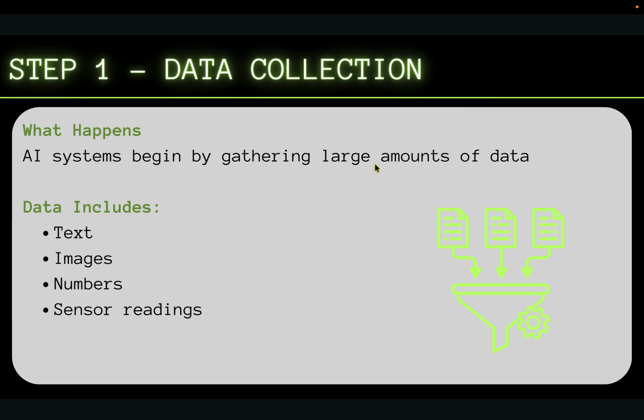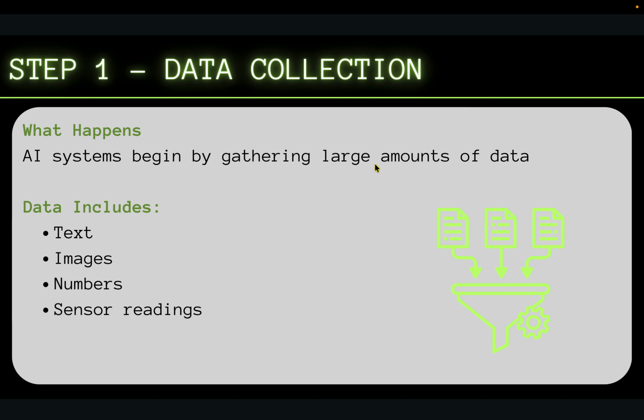So, data collection. For the AI system to know what to do, it has to have some sort of data that it can use to train itself. So, what happens is AI systems have and gather large amounts of data. Now, there are engineers in the world who pretty much train AI. So, what they do is they collect a bunch of data and they feed it into this AI system, and the AI system then uses that data to pretty much begin its learning process.